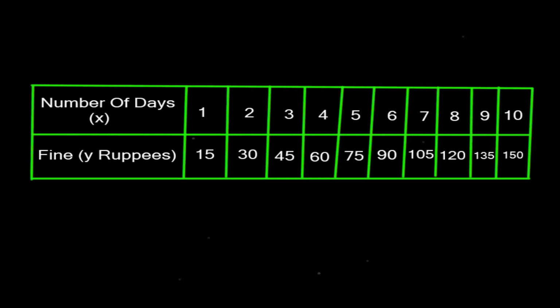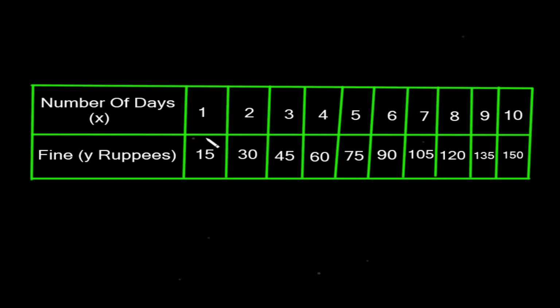And from this investigation we noticed that as the number of days X a book is overdue increases, the fine Y rupees increases proportionally. That is, if X is double, like over here, in this case and this case, then Y will be double. And if X is triple, like 2 has a triple of 6, so the fine will also be tripled.